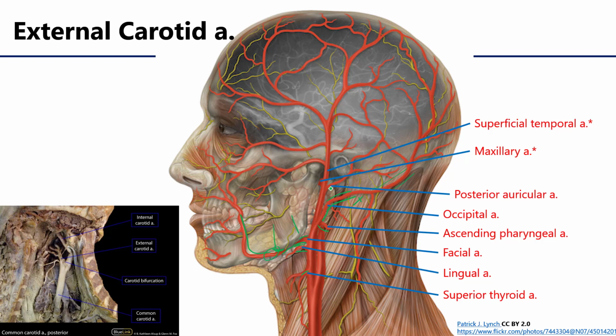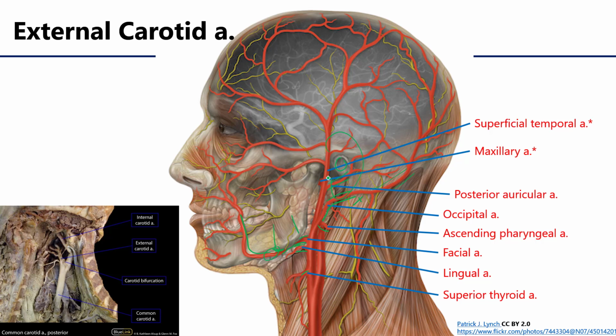There's a posterior auricular artery. So there's the external acoustic meatus. So as you can imagine, the ear is round about here. That posterior auricular artery is going to serve some of the superficial muscles of the scalp, some of the auricular muscles, as well as the scalp and the skin posterior to the ear.